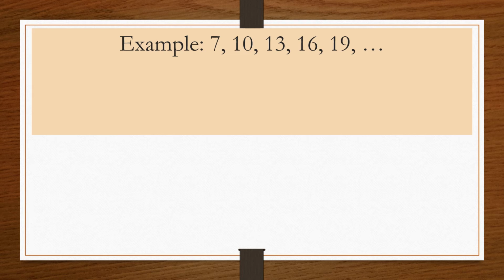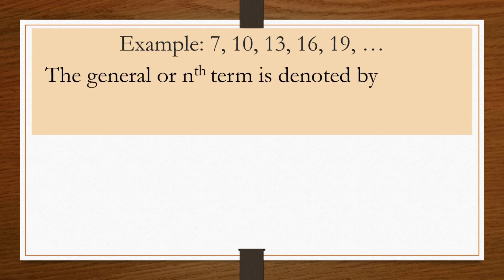So from our example, what do you think is the rule for generating this type of sequence? The general or nth term is denoted by a sub n equals 3n plus 4. Let us check if the given general term will yield the correct sequence by substituting consecutive positive integers for n.